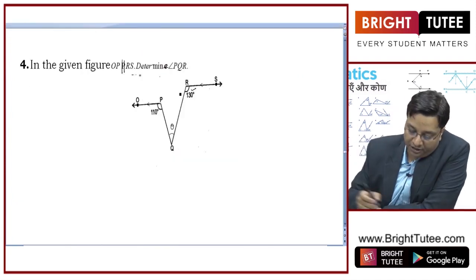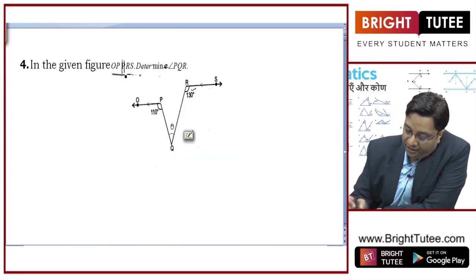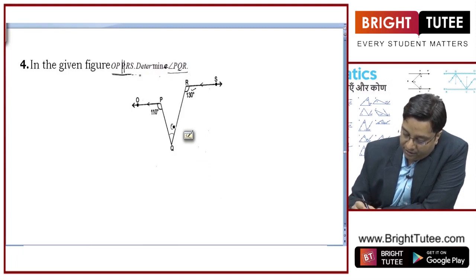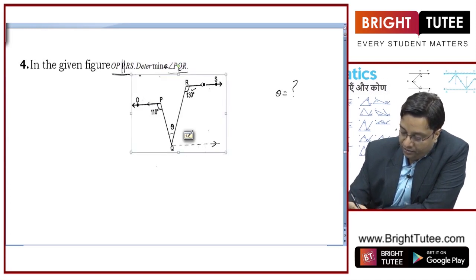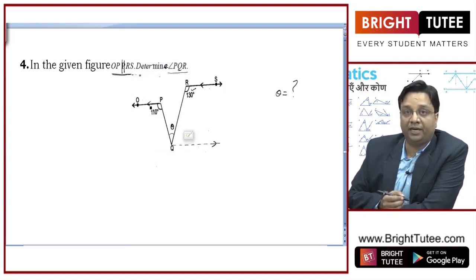Alright. Now in this question, OP is parallel to RS. So this line is parallel to this one. Determine angle PQR. So if I consider this angle to be theta, I need to find theta in this question. Okay. So let us draw another line which is parallel to this line, hence parallel to this one also, because these two are parallel.